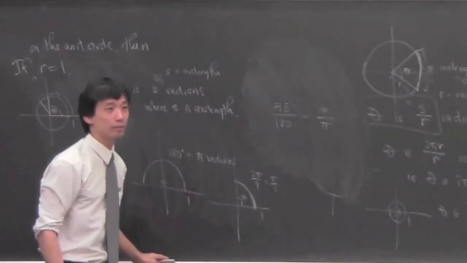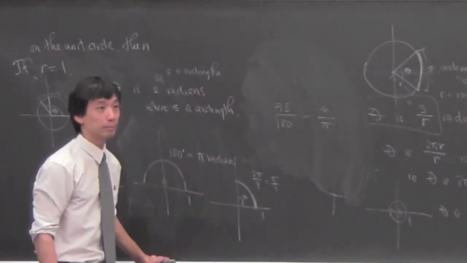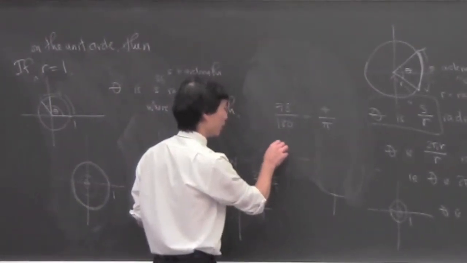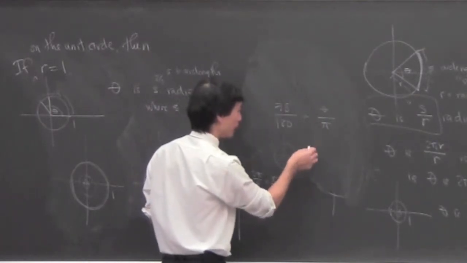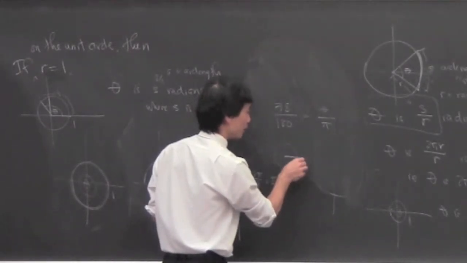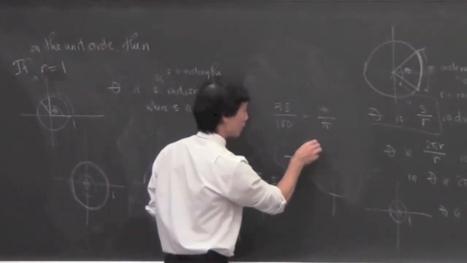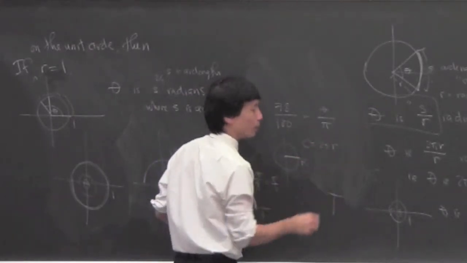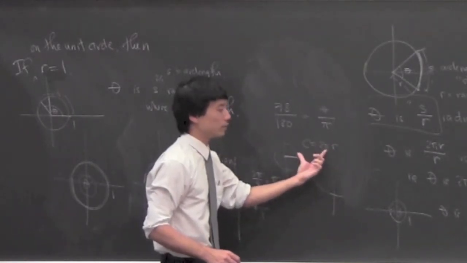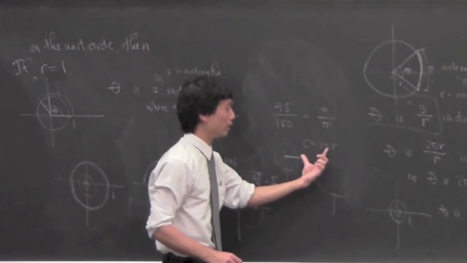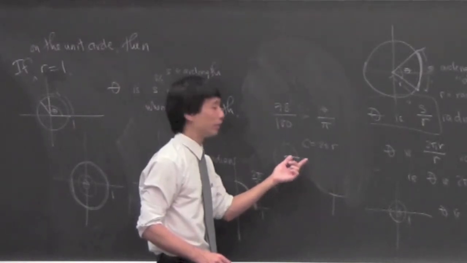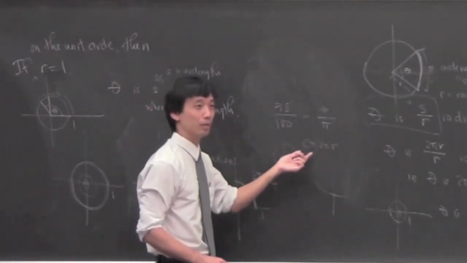Why do we use pi then? Pi is a special number that shows up when you look at the ratio. If you have any circle of radius r, then it turns out that the circumference is two pi r. So it's just this number that shows up when you're looking at the ratio of a circumference to the radius. If you take any circle, this 2 pi shows up.